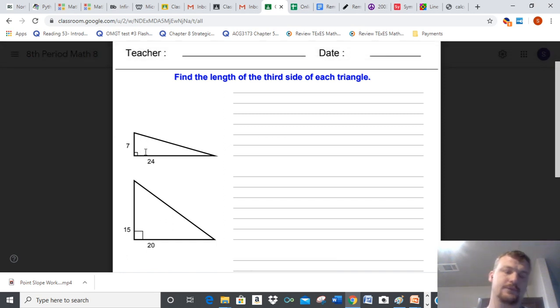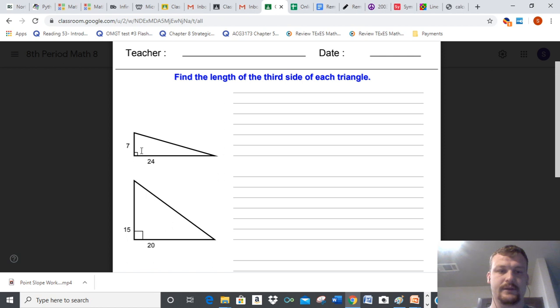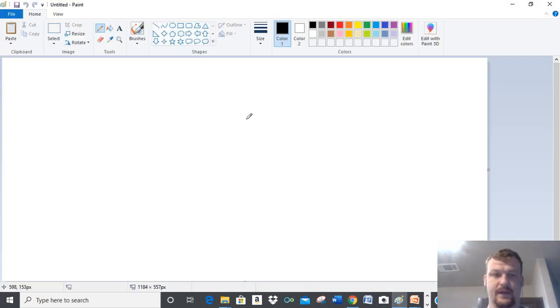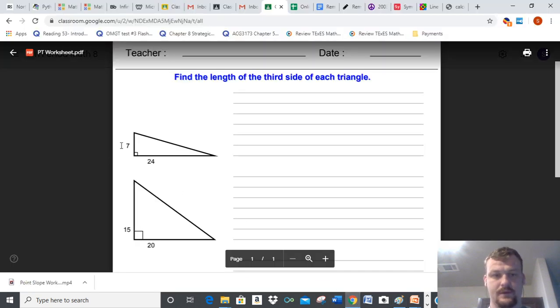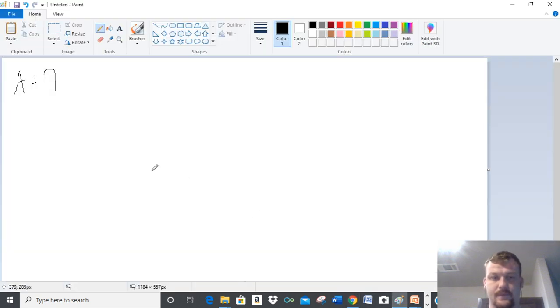So first we got to figure out, are we finding A, B, or C? And remember that C is always the longest side opposite of the right angle. So the square tells you that that's the right angle. So for now, we're going to say A equals 7. 7's right there. And B is 24. So B equals 24. And C, what's C? We don't know. C is unknown.